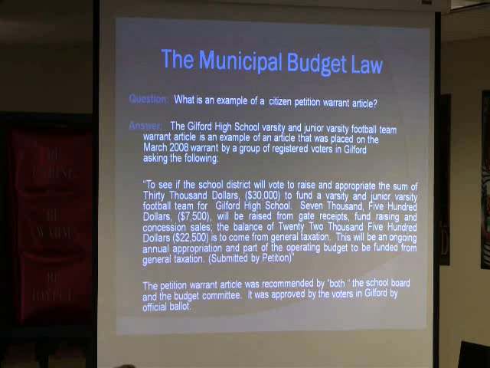They identified at that time that $22,500 would come from general taxation. The balance of $7,500 would be raised from gate receipts and fundraising. This is an example of a petition warrant article that was recommended both by the budget committee and by the school board and was placed on the ballot to be voted on by the voters of Guilford. And that was a warrant article that was passed, and we do have a varsity and junior varsity football team in Guilford.